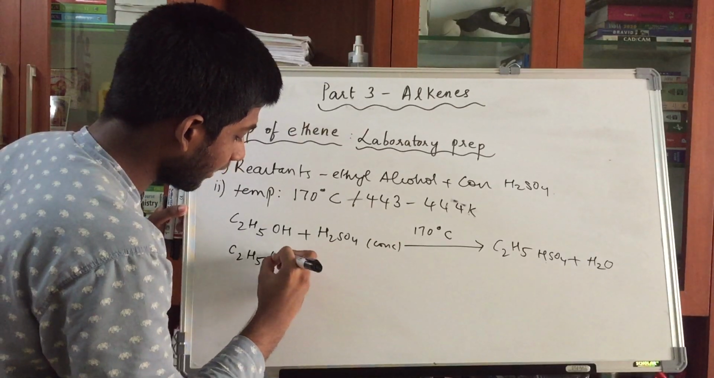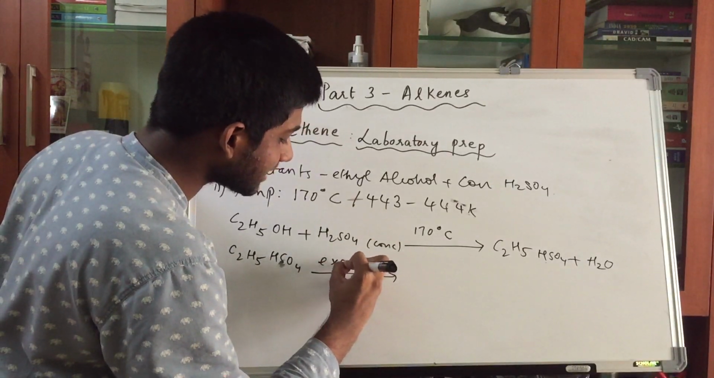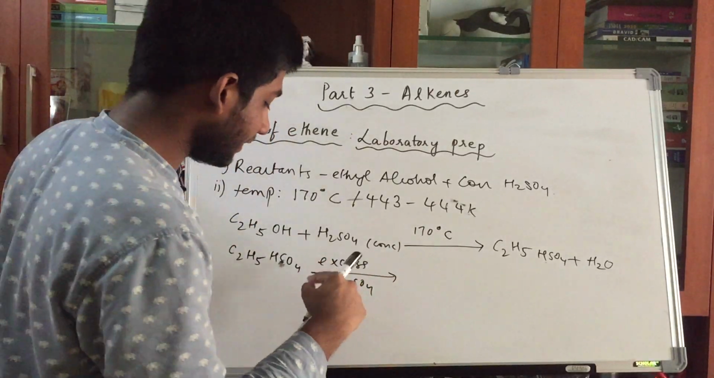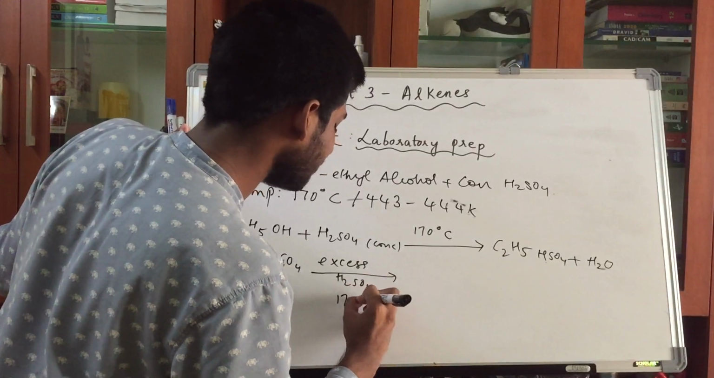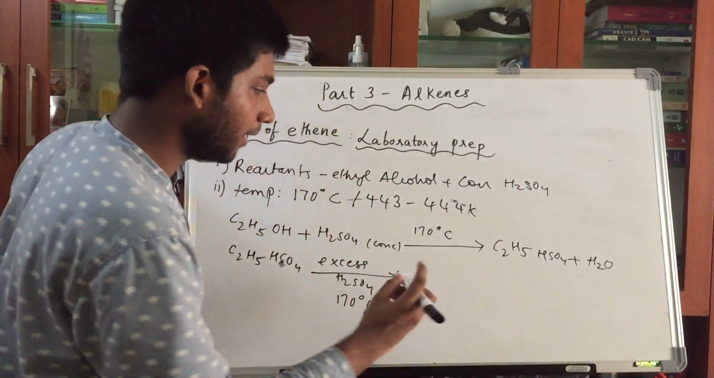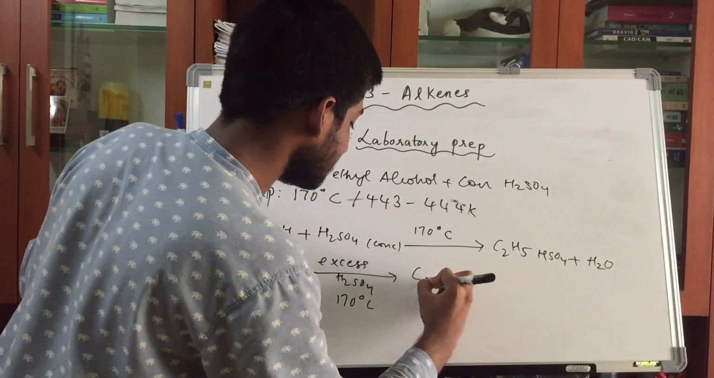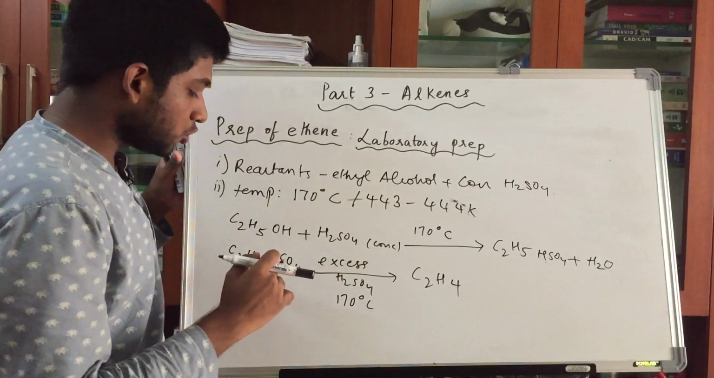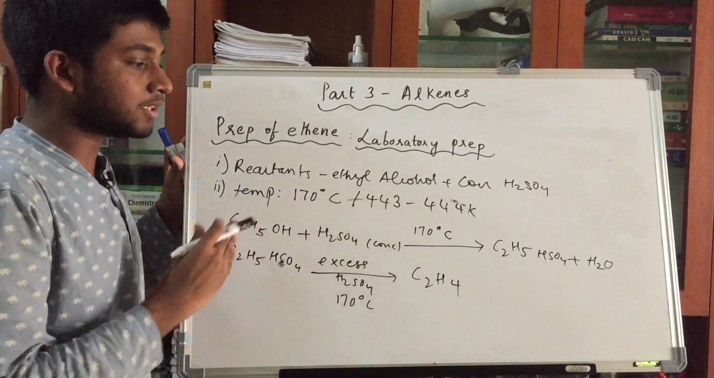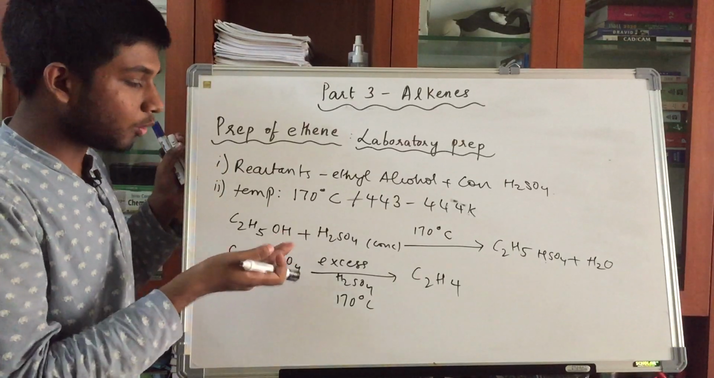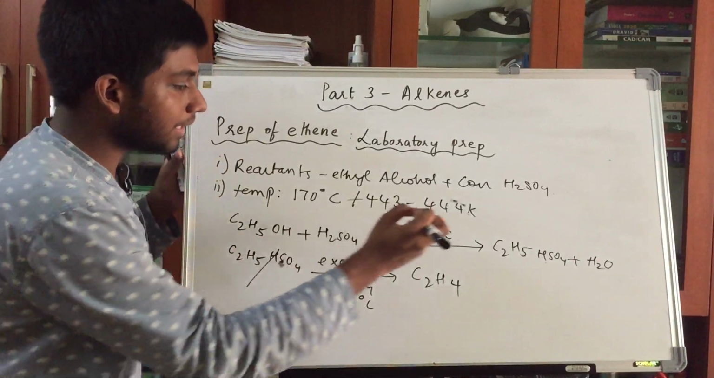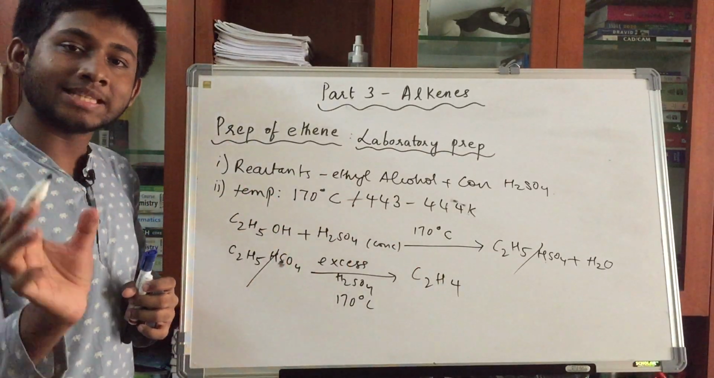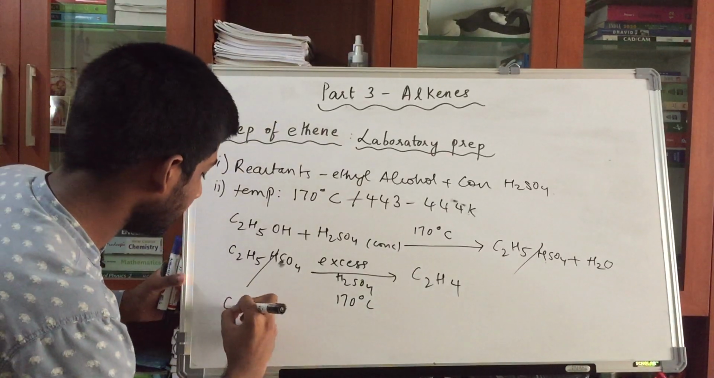Then you write C2H5HSO4, and now you add excess H2SO4. The temperature is the same, 170 degrees Celsius. Now you write C2H4, and that's it. You will get C2H4. The next step is you add these two equations. When you add these two steps, this will get cancelled and this also will get cancelled. So in the end, you will get the equation in the condensed form.